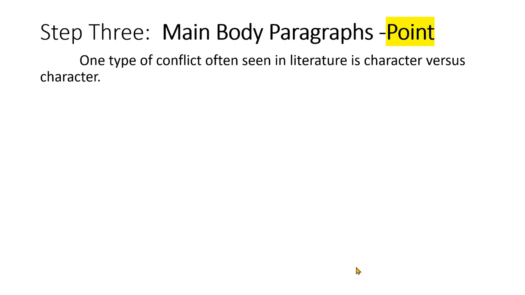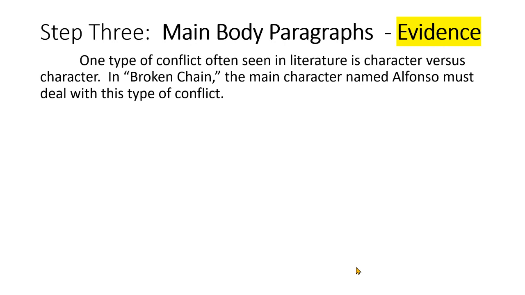Main body paragraphs. Here is my point for my sample paragraph. One type of conflict can be seen in literature as character versus character. I've started off by letting you know which type it's going to be. And then I'm going to begin right with my evidence, letting you know which story I took it from. In Broken Chain, the main character, Alfonso, must deal with this type of conflict. These two kind of go together as a point. But let's get into some deeper evidence.